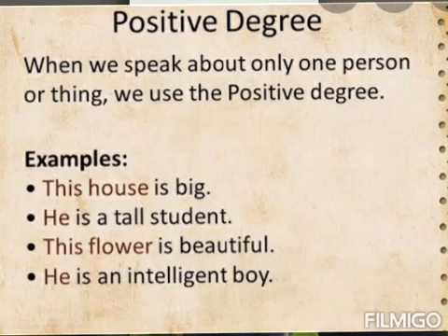He is a tall student. Tall is the positive degree over here. This flower is beautiful. Beautiful is the positive degree. He is an intelligent boy. So intelligent is the positive degree.